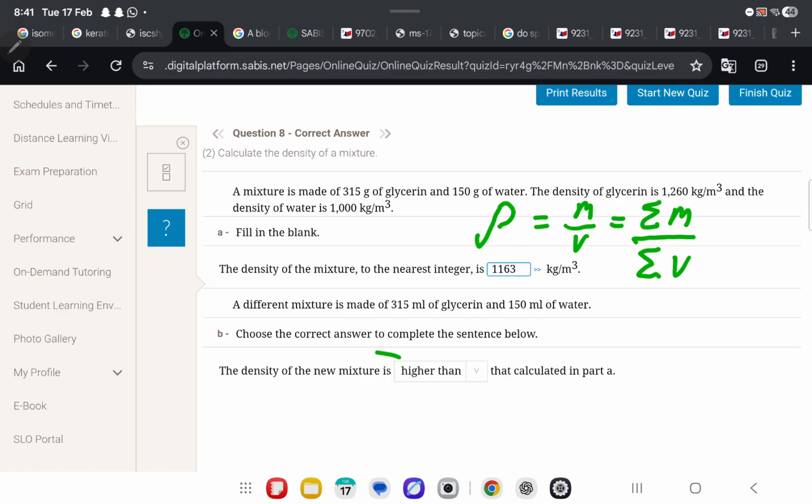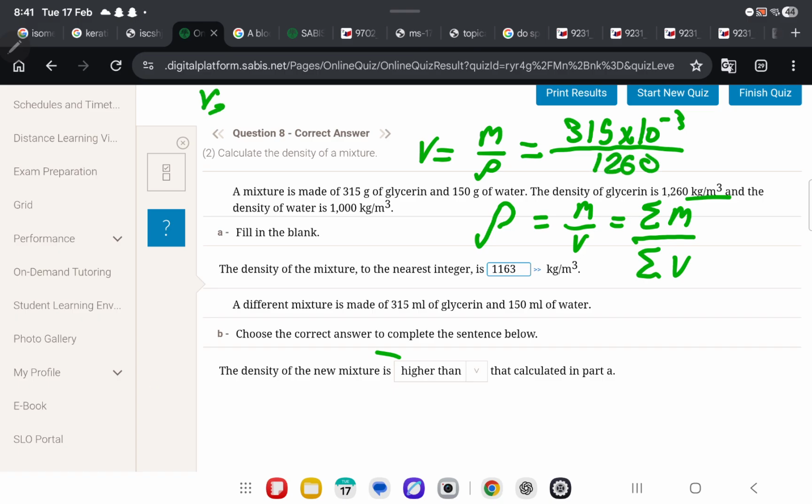You might be telling me, but we don't have volume, we have density and mass. How do we find it? Well, density is mass over volume, so volume is mass over density. We don't even need to find the answer, we just need an expression, because we can do this on a calculator. So let's find it for glycerin: 315 times 10 to the power of negative 3 kilogram, because they gave it to me in kilogram per meter cubed, over 1260. We're going to leave it like this. Now the volume of water: 150 times 10 to the power of minus 3 over 1000.